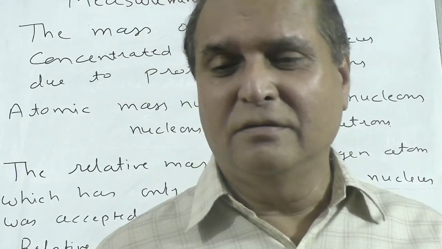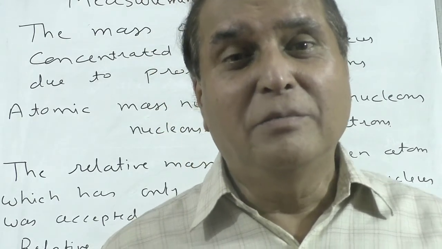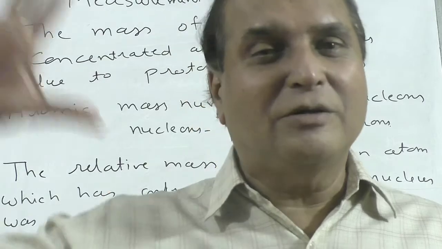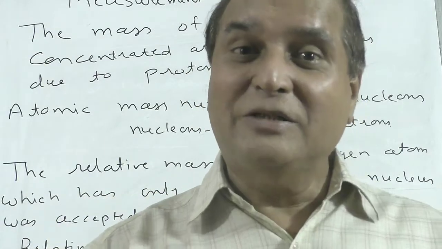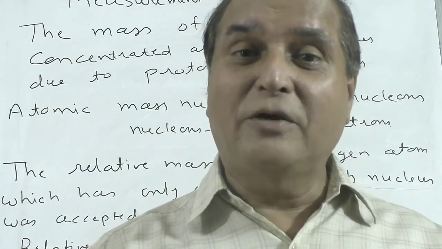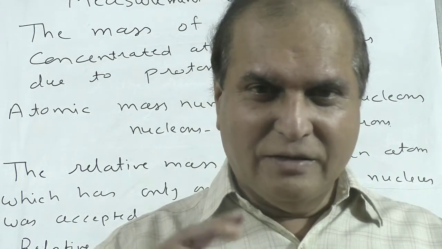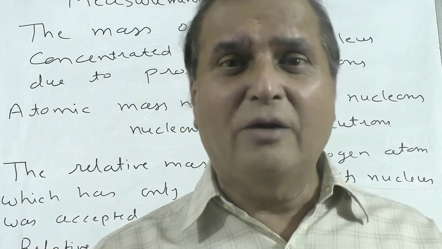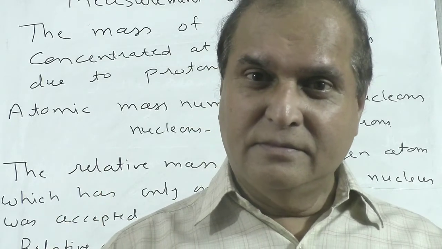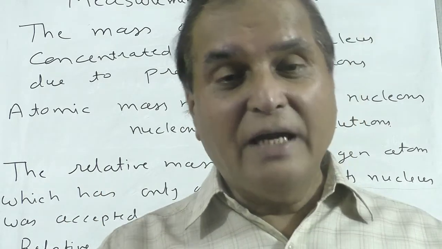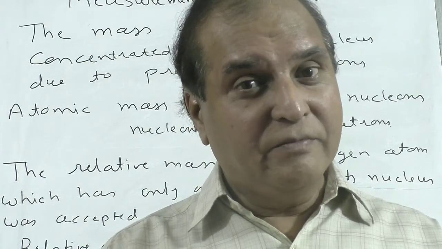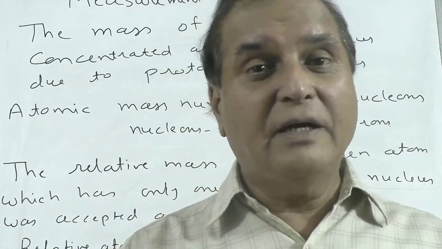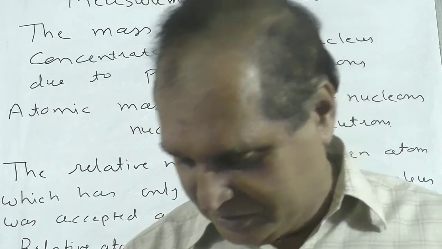Oxygen is 16. What 16? Because hydrogen is 1, so oxygen is 16. Mass of nitrogen is 14, hydrogen is 1. Get it? So the mass of 1 nitrogen atom is the mass of 14 hydrogen atoms. Understanding? That way we are comparing, and this relative atomic mass concept is introduced.